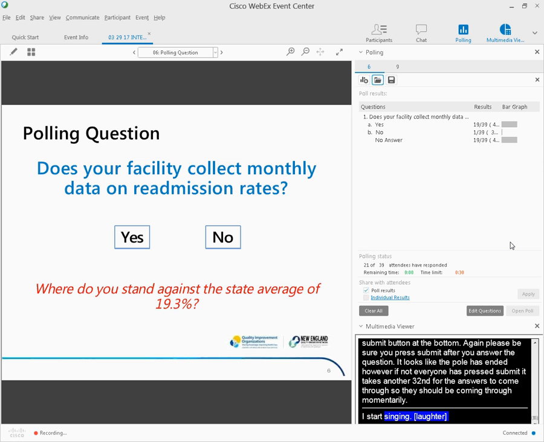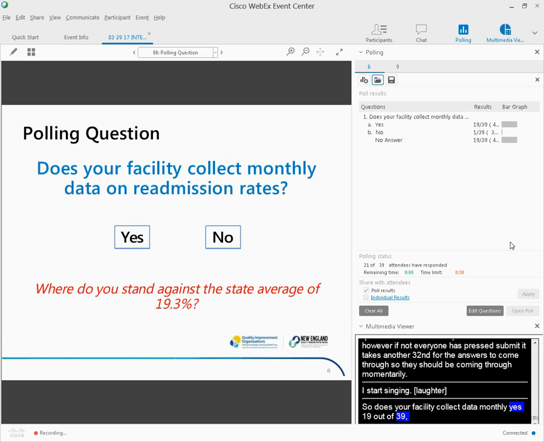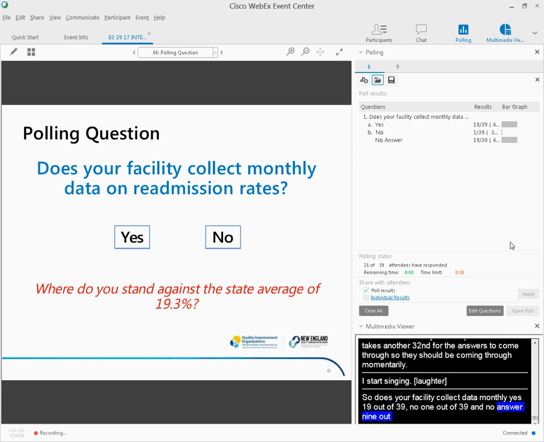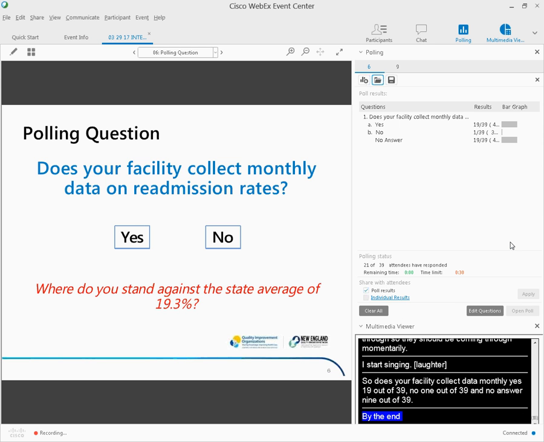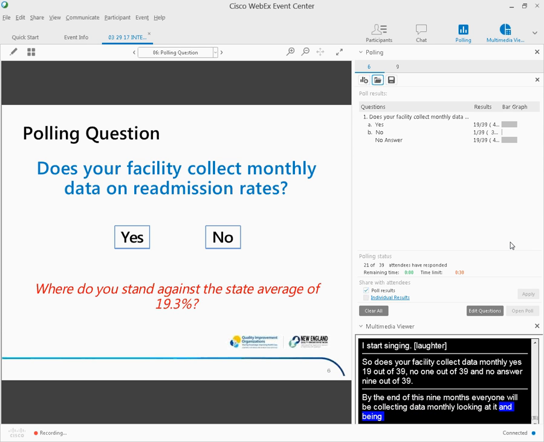So does your facility collect data monthly? Yes. 19 out of 39. No. 1 out of 39. And no answer is 19 out of 39. Okay. All right, that's where we stand in this group today. By the end of this 9 months, everyone will be collecting data monthly and looking at it and being able to quote it and say where they are against state and the national benchmarks. So thank you. Thank you for participating in the poll.